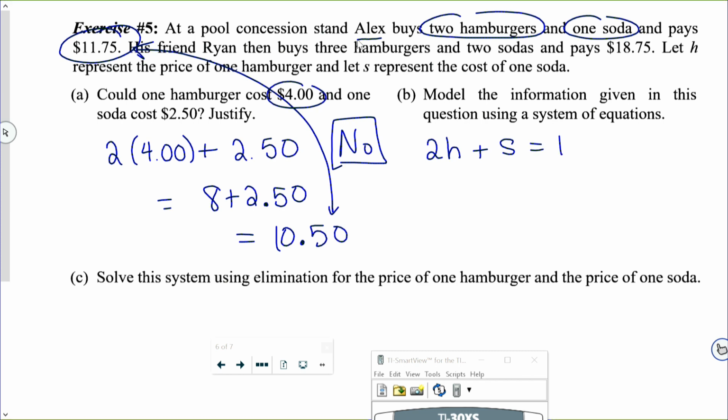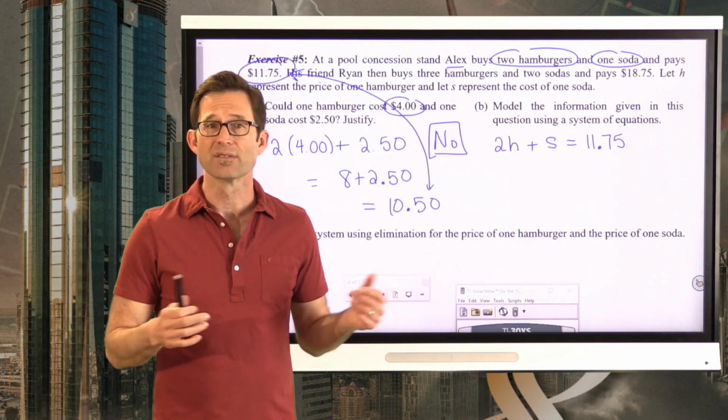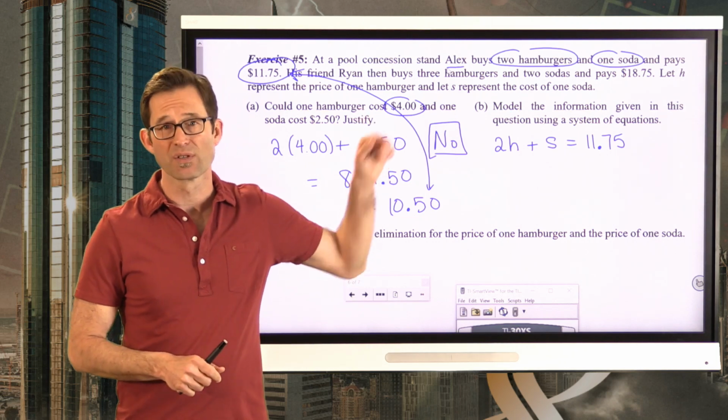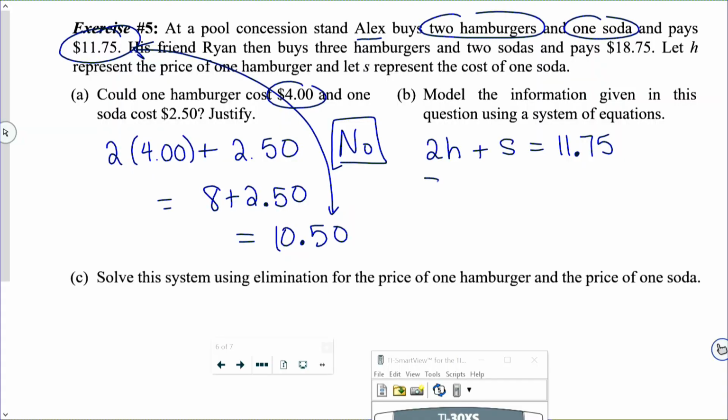And you'd set that equal to $11.75, right? So that would be the equation that would model Alex's situation. But then Ryan comes along. Ryan wants more food, right? Ryan buys 3 hamburgers, so that'll be 3 times H, and 2 sodas, right?